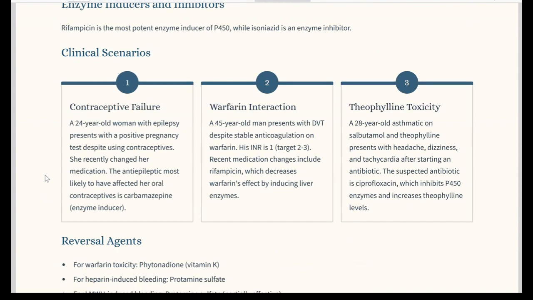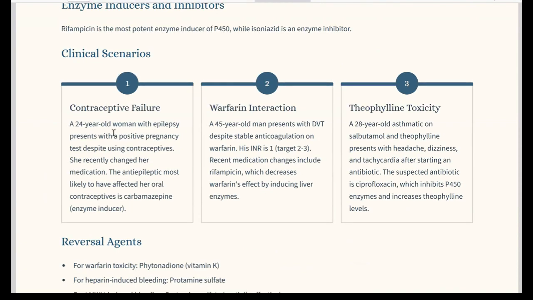Drug interaction. So these are a few that can be asked about drug interaction. So 24-year-old woman with epilepsy presents with positive pregnancy test despite using contraceptives. She recently changed her medication. So what anti-epileptic is likely to affect her OCP? So the one that reacts with your OCPs is carbamazepine.